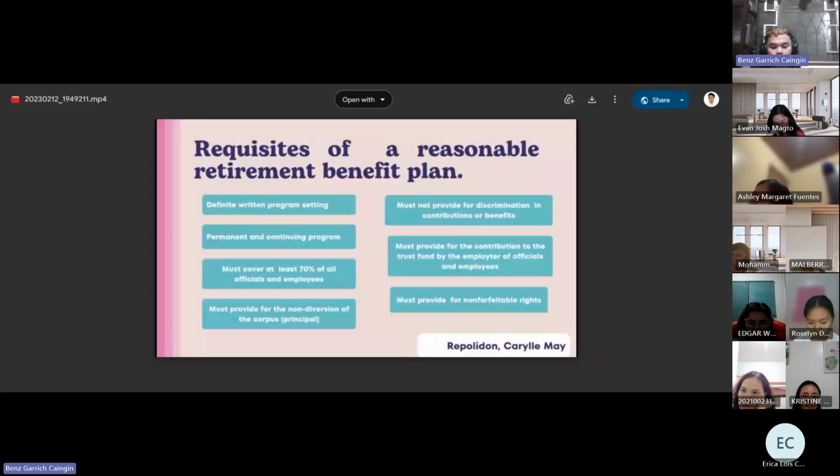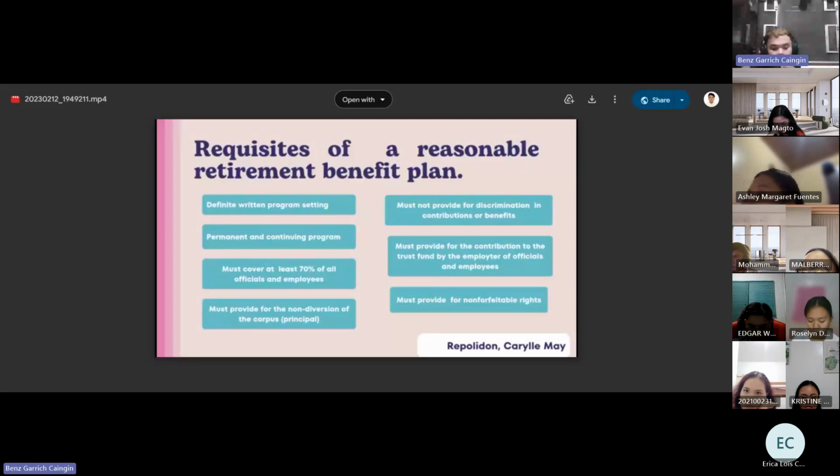Fourth, it must provide for the non-diversion of the corpus or income of the trust fund to any purpose other than for the exclusive benefit of officials and employees. Fifth, it must not provide for discrimination in contributions or benefits in favor of officials and employees who are officers, shareholders, supervisors, or highly compensated officers. Sixth, it must provide for the contribution to the trust fund by the employer or officials and employees, or both, for the purpose of distributing to the officials and employees or their beneficiaries the corpus and income of the fund accumulated by the trust in accordance with the plan.